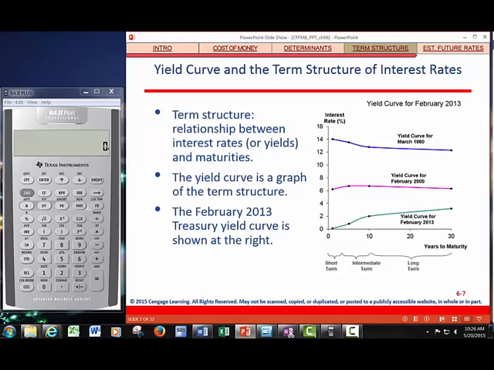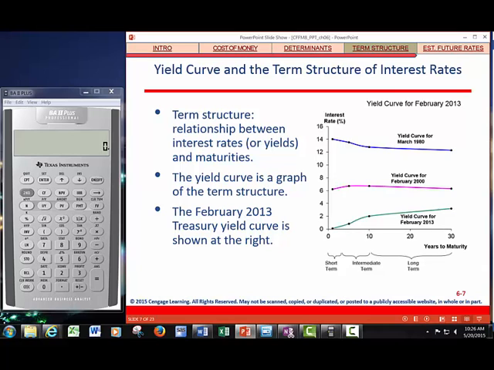So you may not have ever wanted to know this answer, but we're going to answer: what is the term structure of interest rates and what is a yield curve? The term structure of interest rates is the relationship between interest rates, also called yields, and maturities of securities. When this relationship is graphed, the resulting curve is called a yield curve.